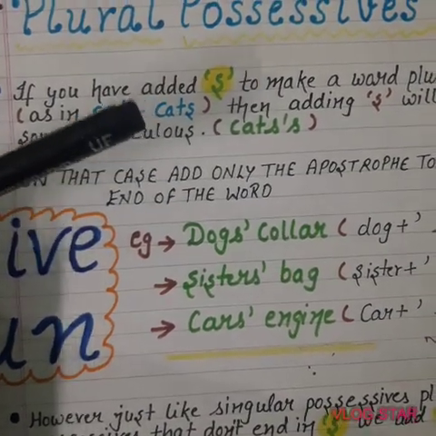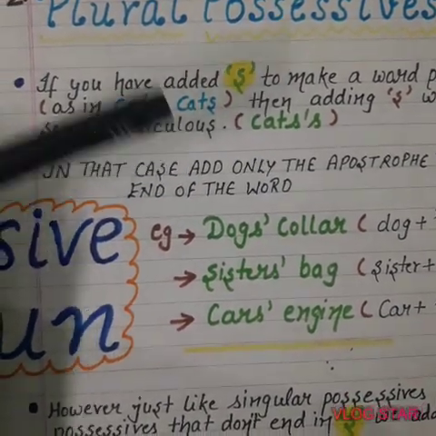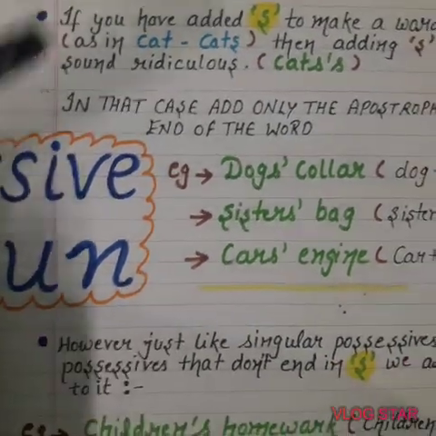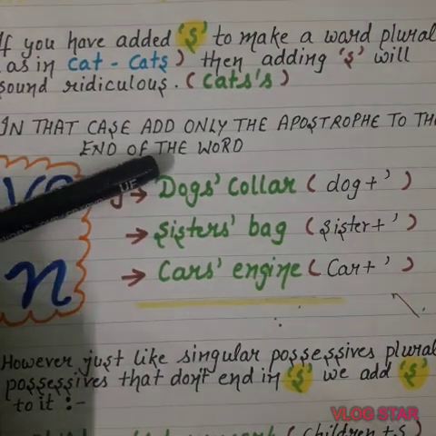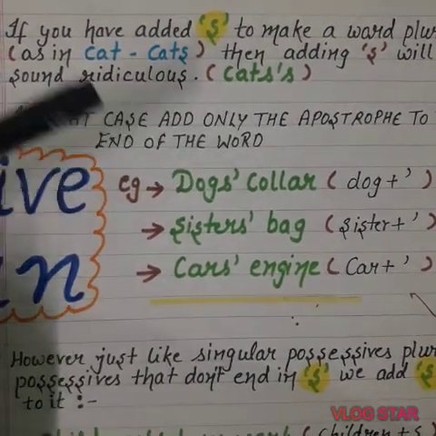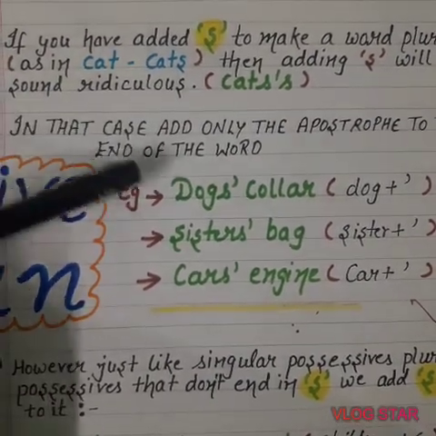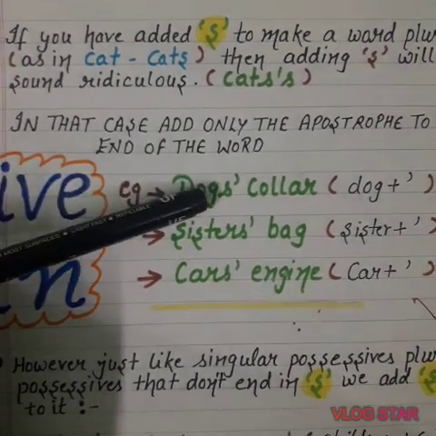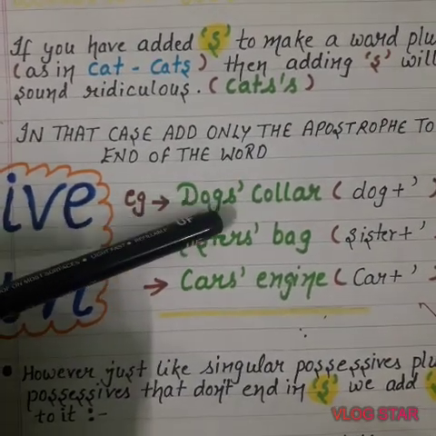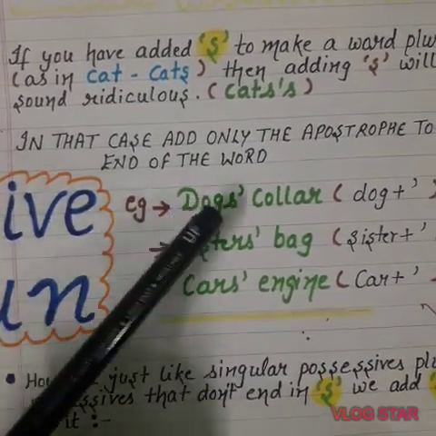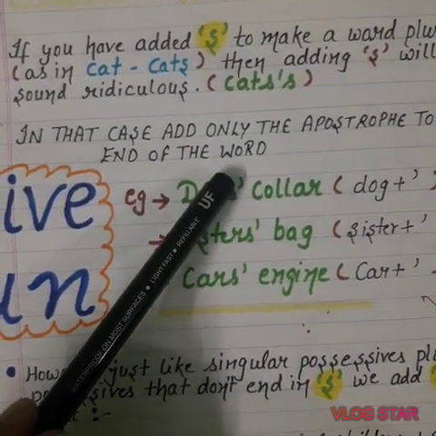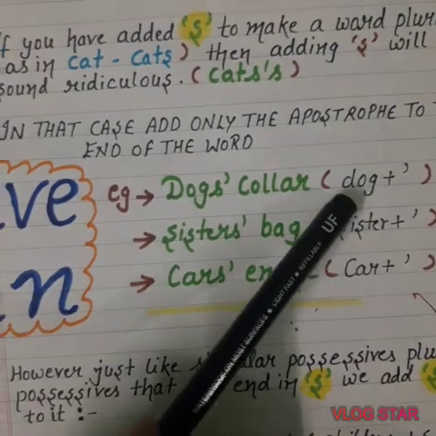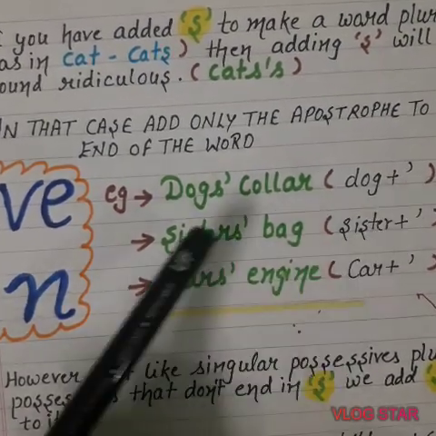बहुत ही अजीब सा sound देगा वो. It will be quite weird. बहुत अजीब सा sound होगा वो, right? So in that case add only the apostrophe to the end of the word. उस केस में हम क्या करेंगे? We will just add an apostrophe. Like dogs, it is already given in the plural form. See, dogs, so we will only add an apostrophe. So dogs plus an apostrophe.